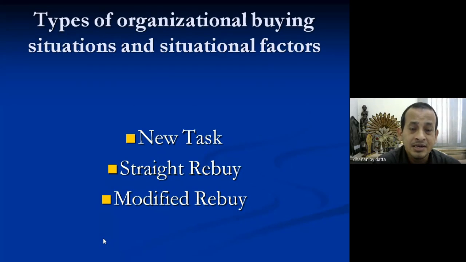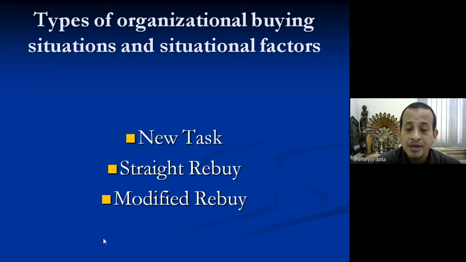So in this scenario, there are three types of organizational buying. I repeat, three types of organizational buying. These are new task, straight rebuy, and modified rebuy. New task involves purchasing a product or availing a service for the first time. Straight rebuy involves the buying process where companies are repeating an old purchase order.